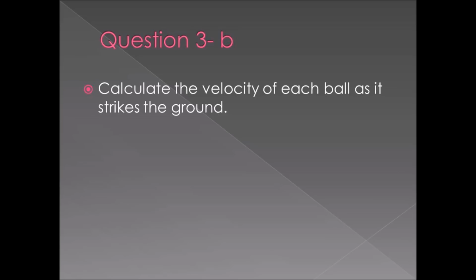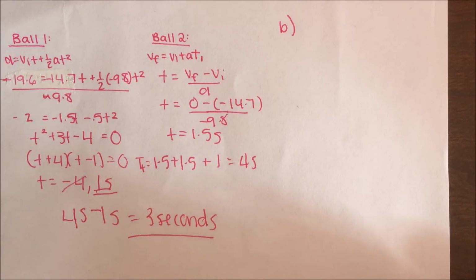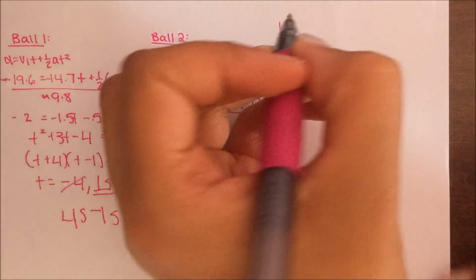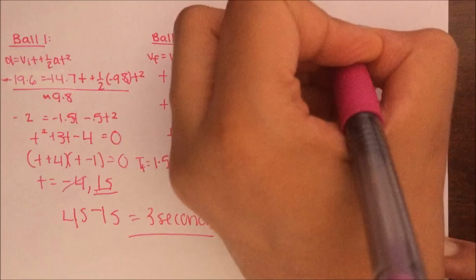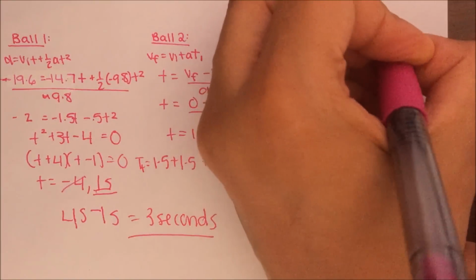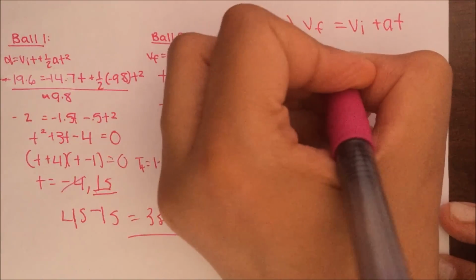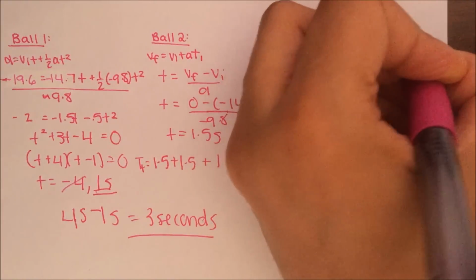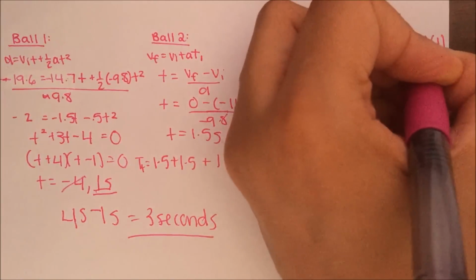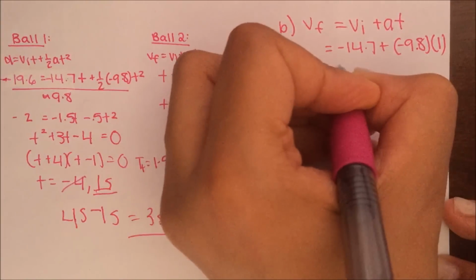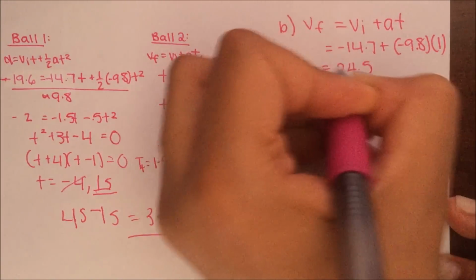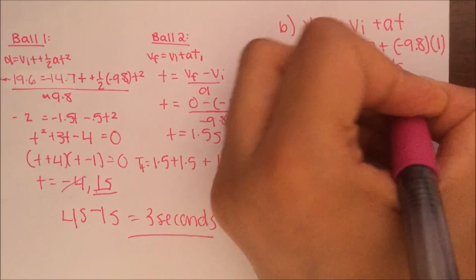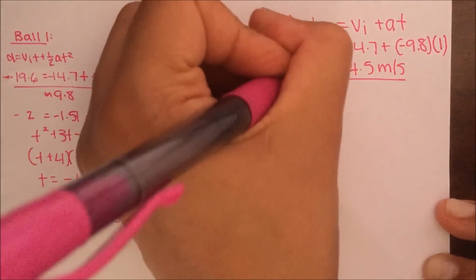Calculate the velocity of each ball as it strikes the ground. Both balls are going to have the same final velocity when they strike the ground because they started at the same velocity and traveled the same distance. Considering ball 1, the final velocity is going to be the initial velocity plus acceleration times time. So it's going to be negative 14.7 plus negative 9.8 times 1 second for ball 1. So it's going to give us a final velocity of negative 24 meters per second. And that's going to be our final velocity.